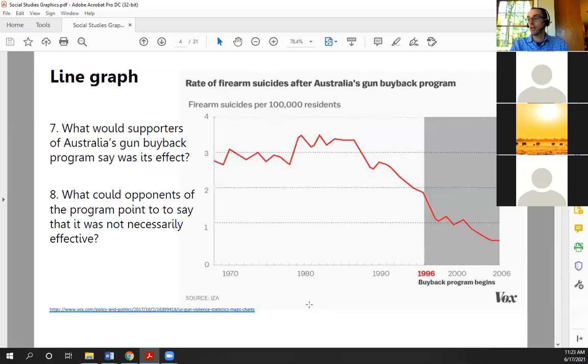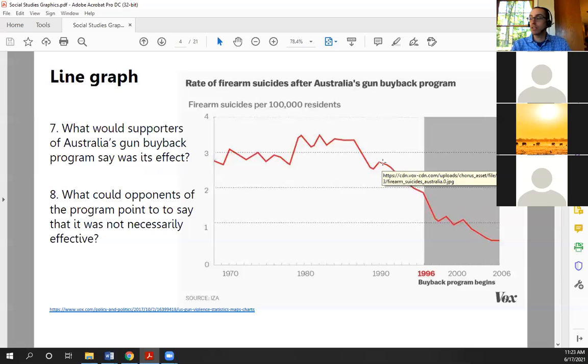Right. Okay. Exactly. So, let's say 1985. It was already coming down. So you could say, well, the gun buyback program didn't cause suicides to come down. They were already coming down year after year after year. There is another reason. Well, maybe it helps, right? But you could look at this and see both good and bad, right? You could see reasons for it and against it. And that's kind of a tricky one.